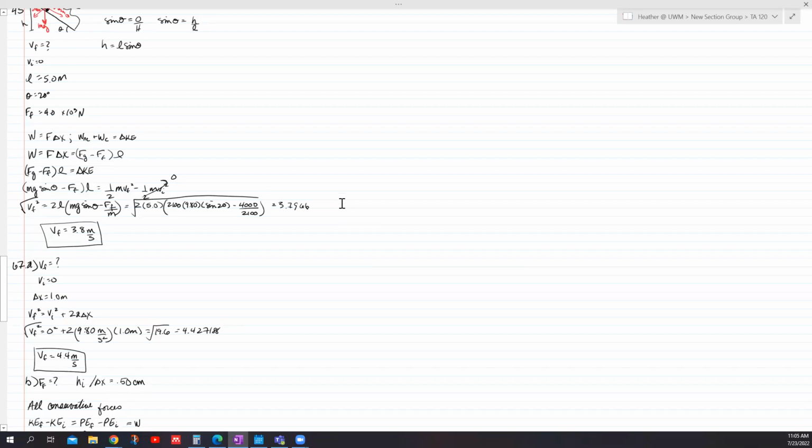This one I did a little differently. Usually I write it before and then take the square root, but I guess this time I was just skipping steps. Using our proper placement of decimal, we have 3.8 meters per second for our final velocity.